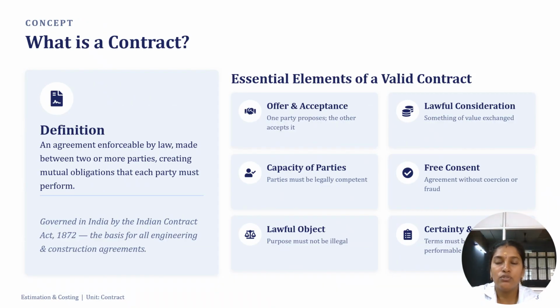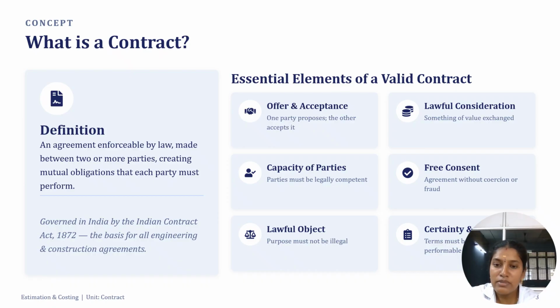First of all, we have to explain, we should know what is contract. Simply we can say contract is a legal agreement between two or more parties, right? So the agreement plus law enforceability is equal to contract. That is the simple definition of the contract. It is mainly based on the Indian Contract Act, 1872, the basis for all engineering and construction agreements, right?